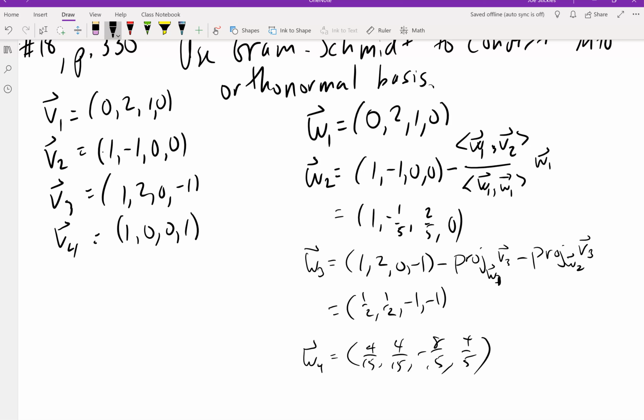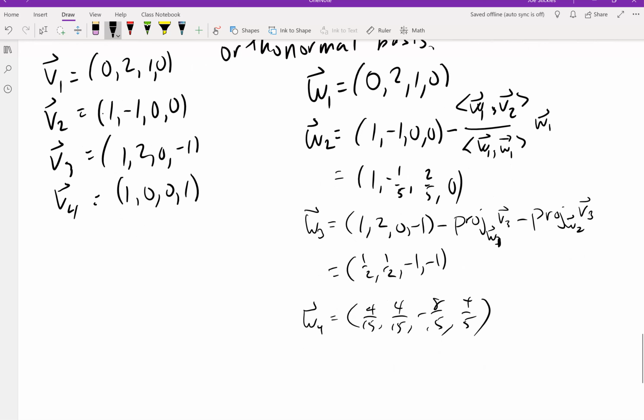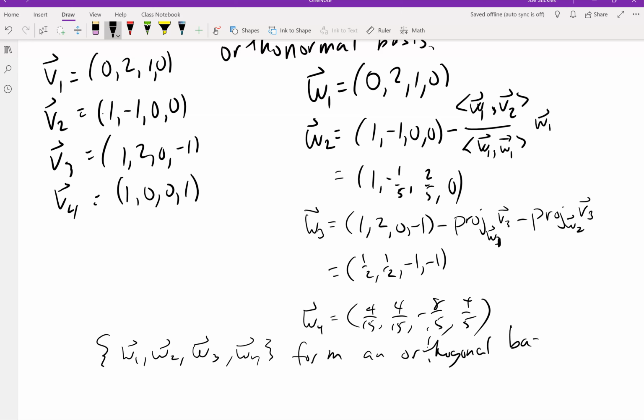Okay, so this gives us an ortho, it's not ortho, no, normal yet. So W1, W2, W3, and W4 form an orthogonal basis for R4. And you can check that they really are orthogonal.